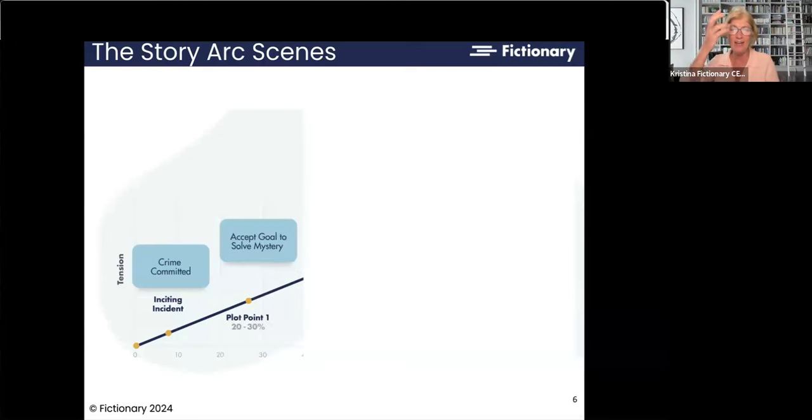So then we have plot point one. This is where the protagonist accepts the goal to solve the mystery. It's often a crime scene. So in a police procedural, it might be the actual crime scene. In a cozy, it might just be that the protagonist has discovered something that's going to push them forward to actually find out who the murderer is.